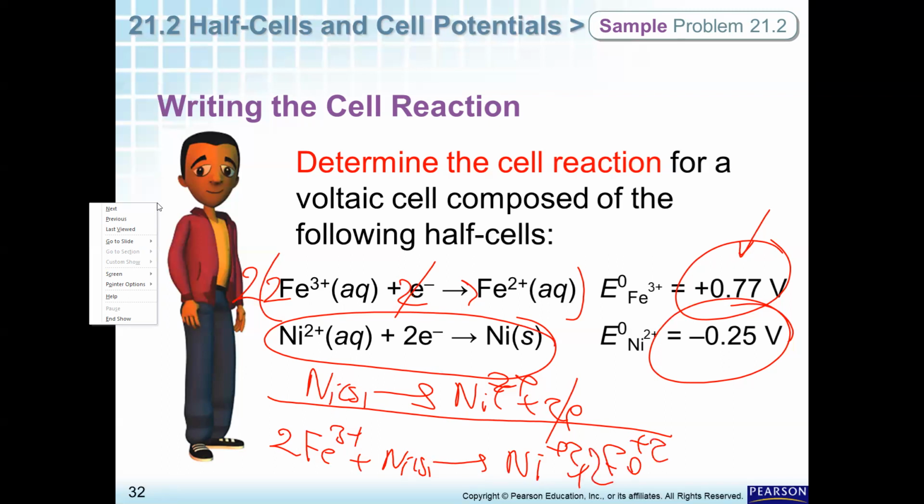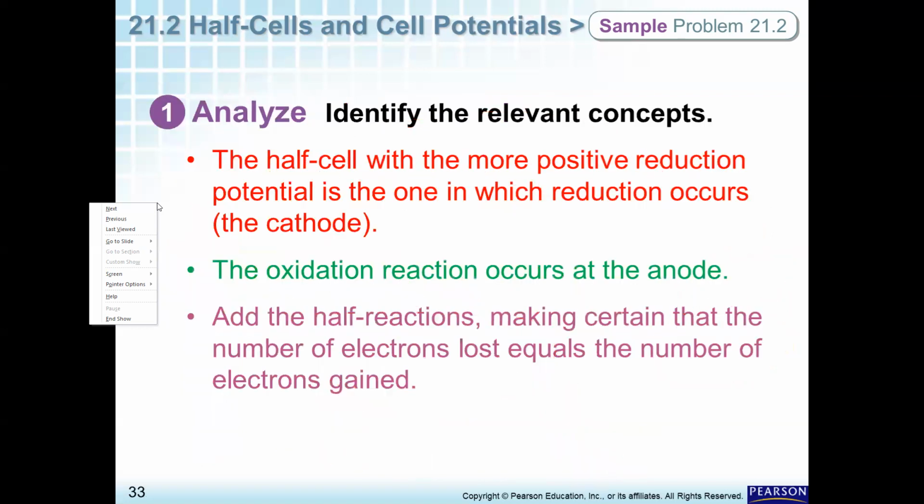Okay, this is what he's determined, the cell reaction. Just write it this way. This is another type of question that you may have to face. First of all, the half cell with the more positive reduction potential is the one which undergoes reduction. That's the cathode. The oxidation reaction occurs at the anode. Add the half reactions, making certain that the number of electrons are the same.